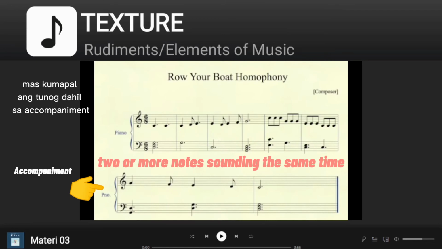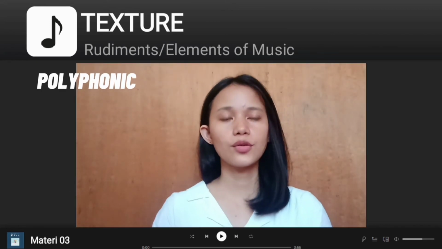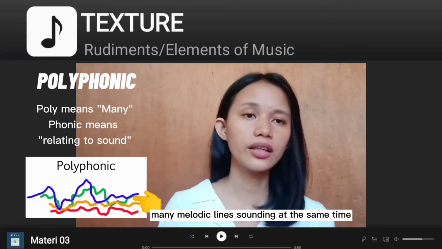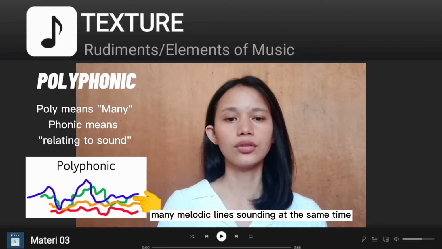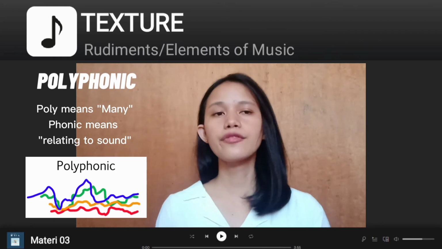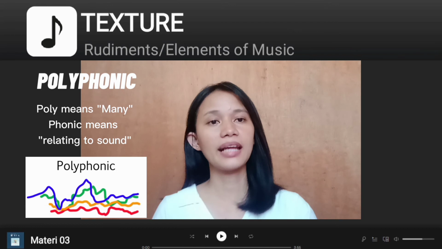The last kind of texture is the polyphonic. So, poly means many and phonic means sound. So, ibig sabihin, it means many sounds. Polyphonic, many sounds. So, polyphonic, ayan, marami ng sound.